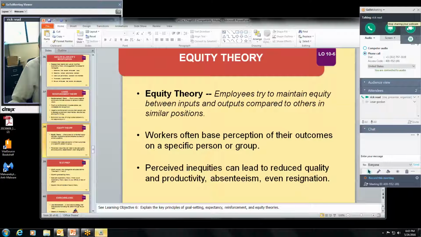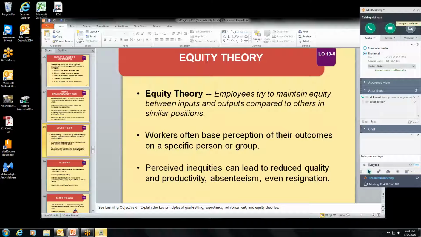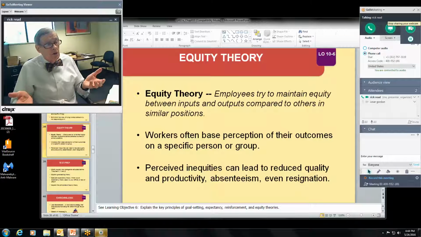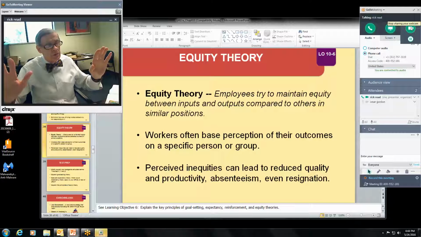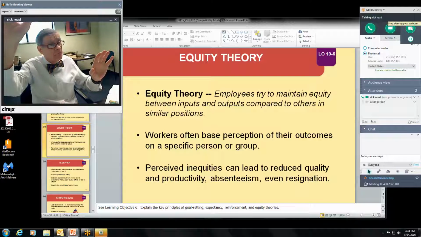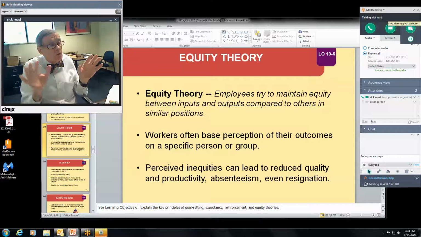Another theory of motivation is the equity theory. The equity theory really comes down to exactly what the word equity means, or one of its meanings, and that's fairness. The employee will say to him or herself, okay, I'm doing this many outputs, and my comparison other is doing this many outputs, and yet he or she is rewarded much better than I am. So what's going to happen when I perceive this inequity? I'm going to do several things.